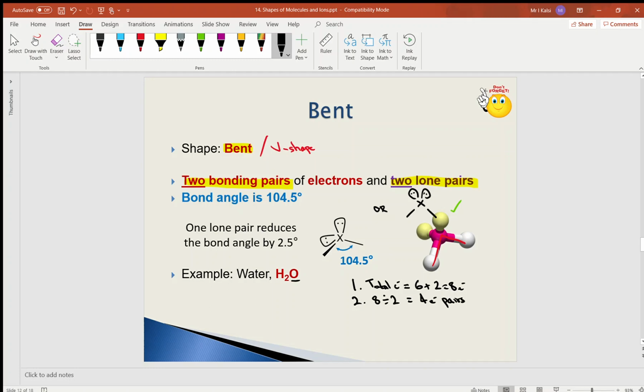Then I need to work out of these 4 electron pairs, how many are bonding pairs and how many are lone pairs. So what I will do now is to work out the number of lone pairs, which equals this answer, 4, take away the number of atoms around the central atom, which is 2. So that gives me 2 lone pairs. 4 take away 2 is 2. And therefore I write my conclusion.